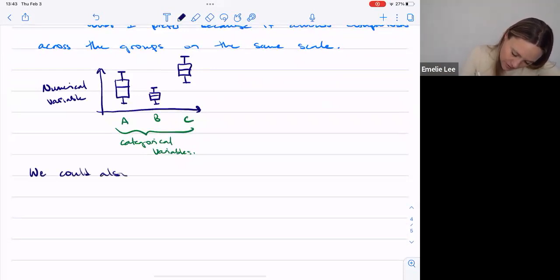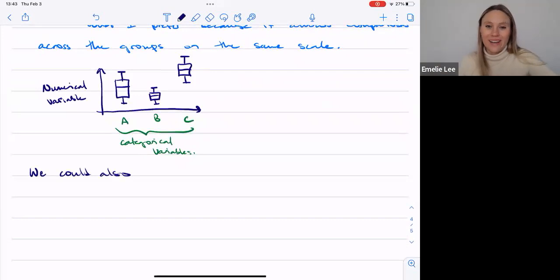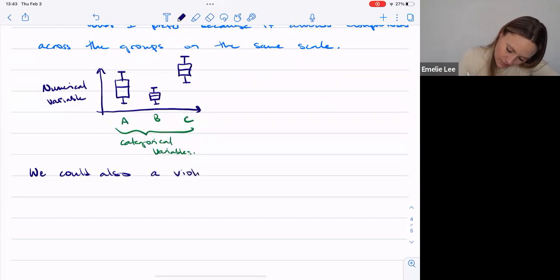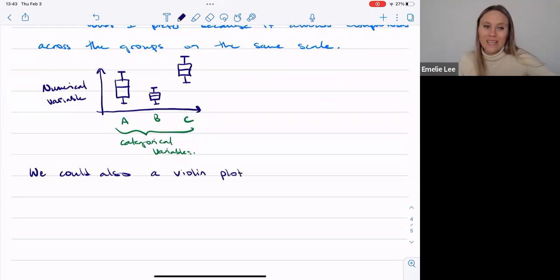So we could also consider a violin plot, which is a side-by-side box plot. And I guess you could do one violin, but we don't really do that because it's too fancy for just one variable. So if we have multiple categories that we want to compare, then we can make these violin plots, and they're just showing the density instead of just boxes.